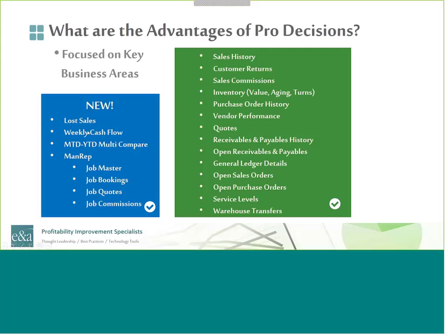Lost sales, a weekly cash flow analysis, what we call a month-to-date, year-to-date multi-compare. So you can just very quickly look at what you're doing this month compared to the same month last year, or year-to-date this year compared to year-to-date last year, in a variety of different areas, and we'll take a look at that. And then we've added a number of pivot tables for a module called the Man Rep, or the Manufacturer's Rep module. So there are a number of fax customers who have that one, and we've added it primarily for that group. But there's several pivot tables available there.